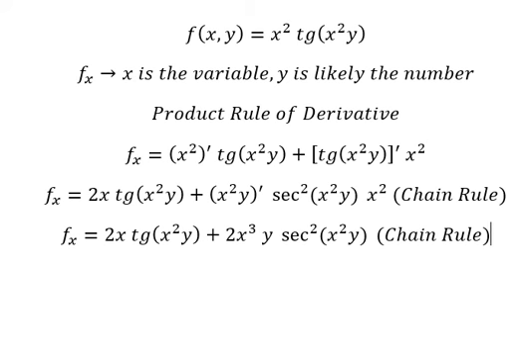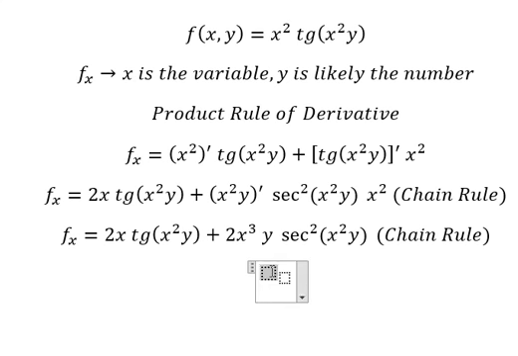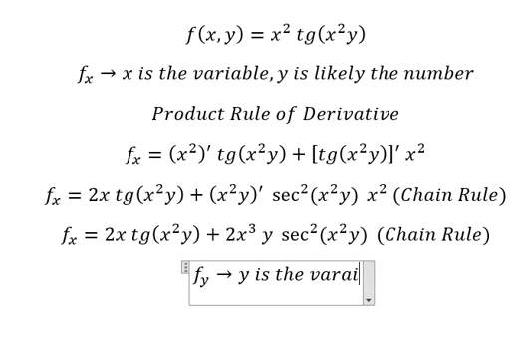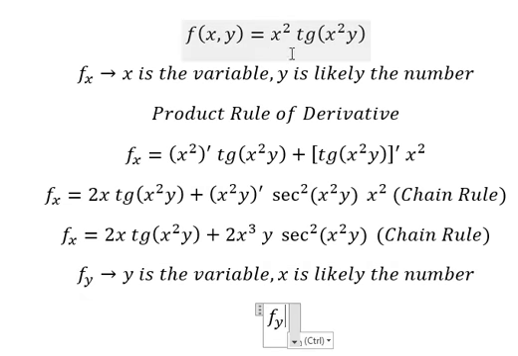Now we need to do first the derivative of the function with respect to y. So that means y is the variable, s is likely the number. So if we do first the derivative of this one, we just concentrate on this one only because this one contains y.